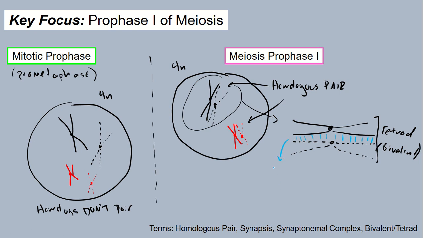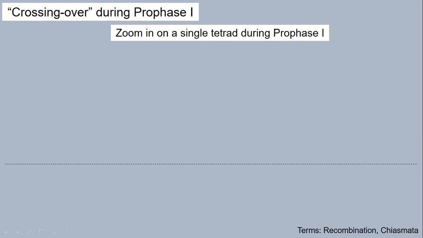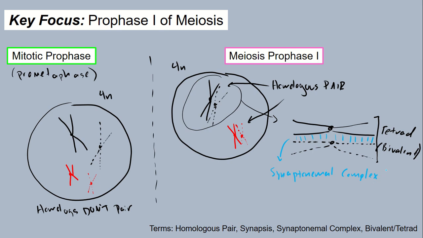And this is what's known as the synaptonemal complex. In future lectures, if I refer to this, I'll probably abbreviate it as SC, just because I don't want to keep writing out synaptonemal complex. It's a proteinaceous complex that exists in between these 2 non-sister chromatids and allows this homologous pair to undergo what's known as synapsis.